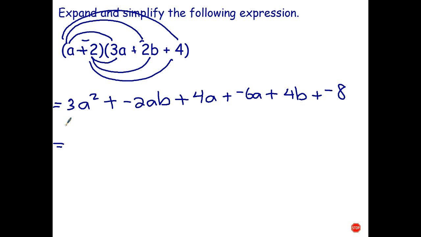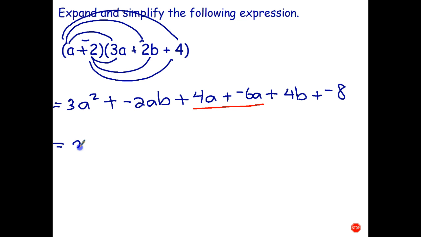Now, are any of those like terms? In other words, can we add any of those together? Well, here I have a 4a plus negative 6a, and I think that's the only ones that I can simplify. I've got an a squared term, and that's the only one. I've got an ab term, and that's the only one. And I've got a b term and a number. So the only ones we can simplify are those two in the middle. So let's go ahead and do that.